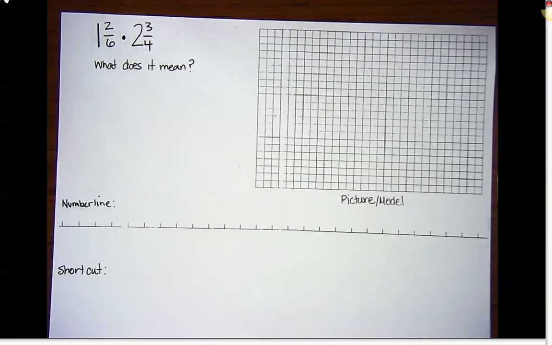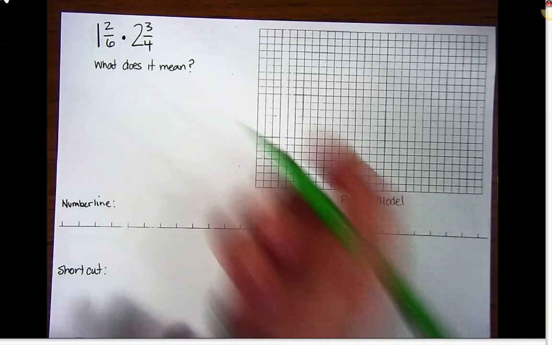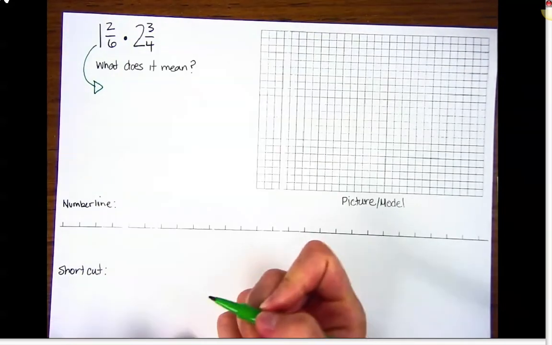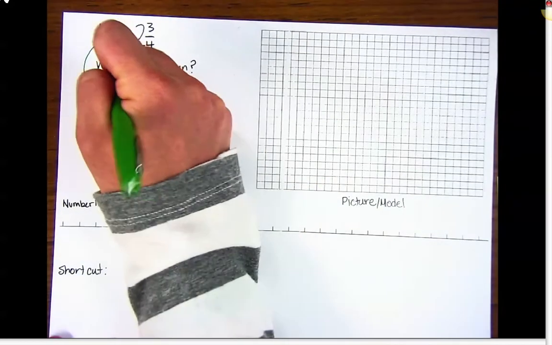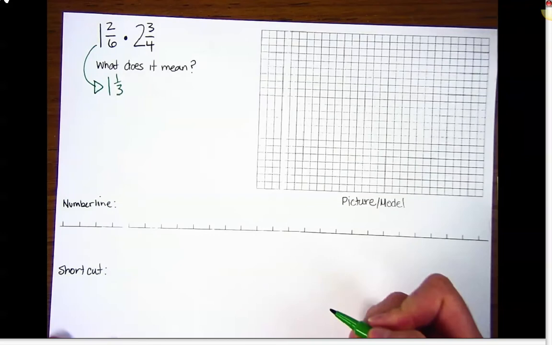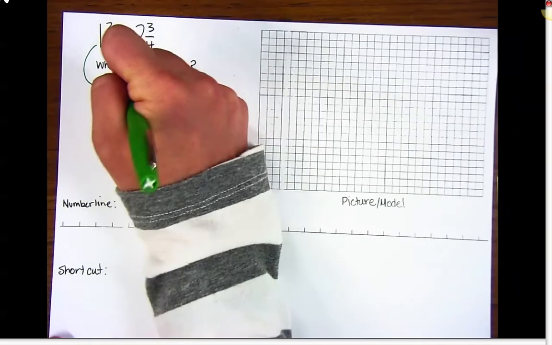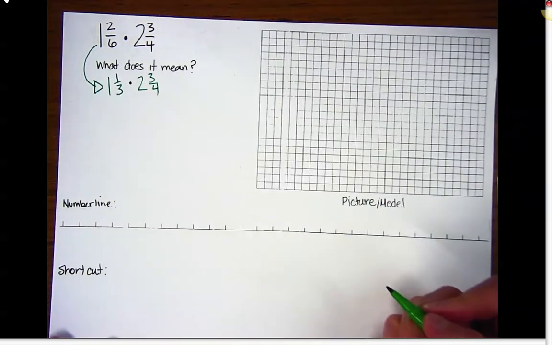is 1 2/6 times 2 3/4. Well, I already see that there's some simplifying that I could do here. I could take 1 2/6. What's that going to be as a simplest fraction? Yeah, that's going to be 1 1/3. I want to use as low numbers as I possibly can. So I'm going to do 1 1/3 times 2 3/4.